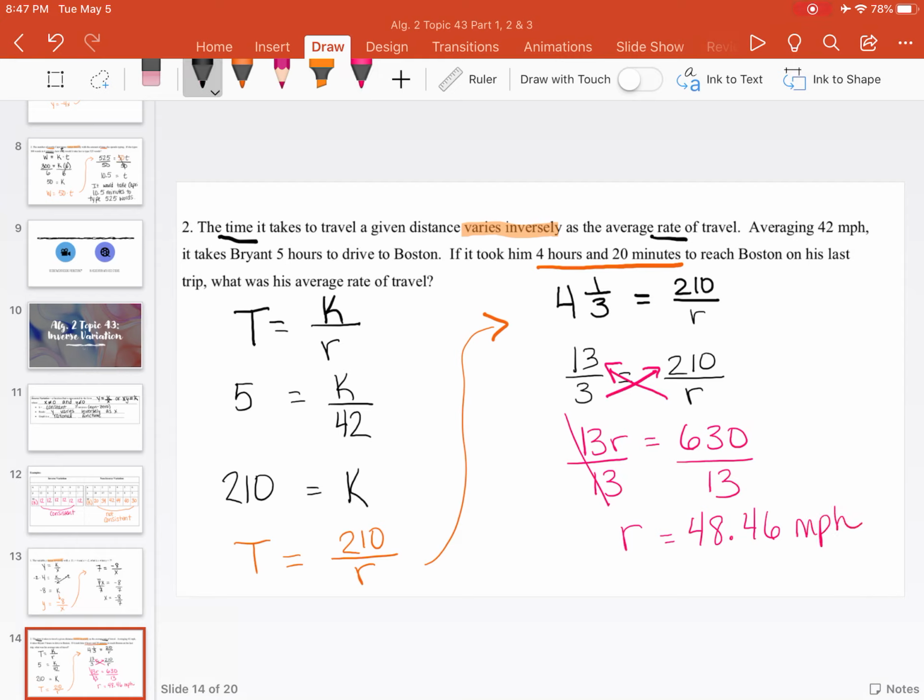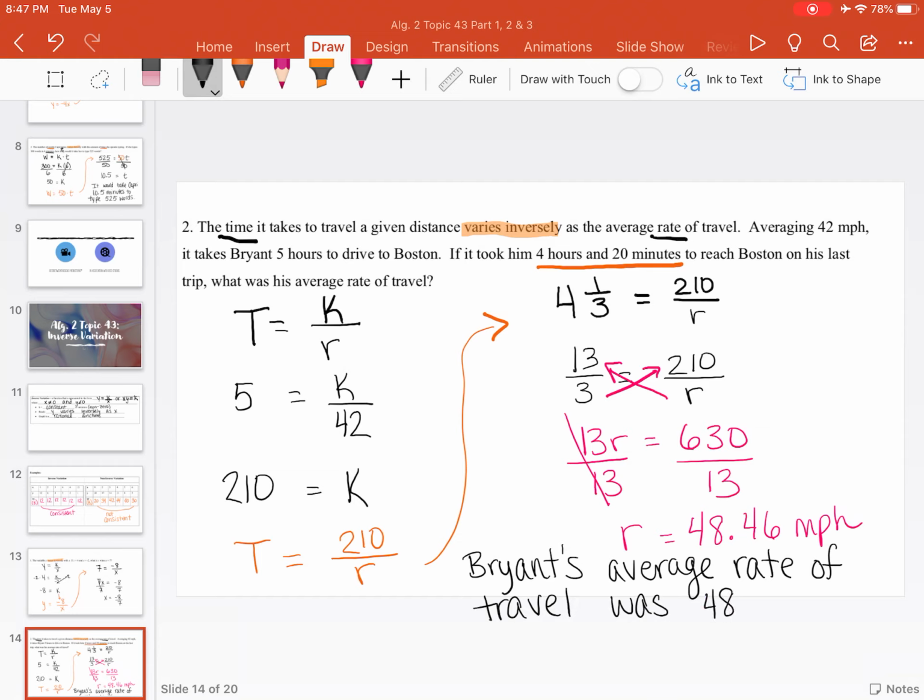So to summarize, Bryant's average rate of travel was 48.46 miles per hour. Now often, because miles per hour is referenced usually as a whole number, you can also round down to about 48 miles per hour.